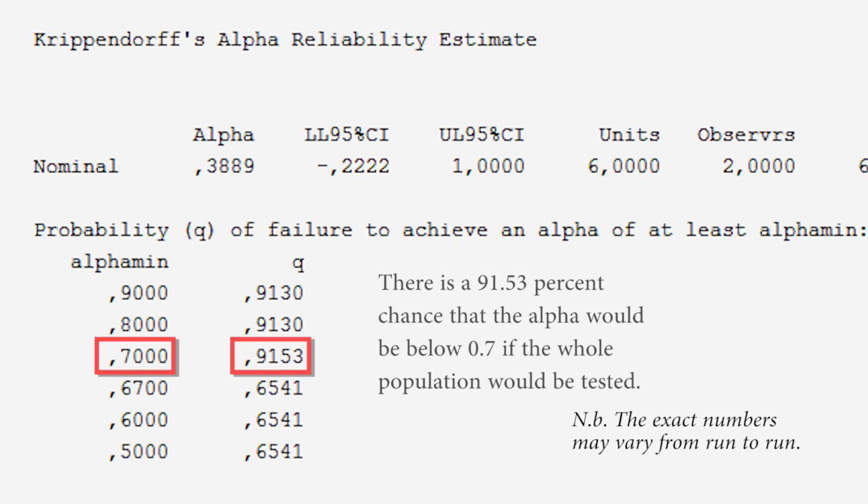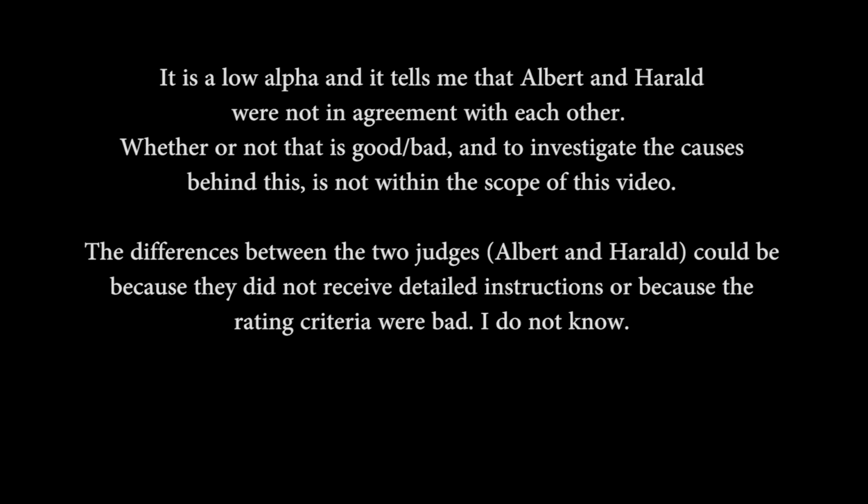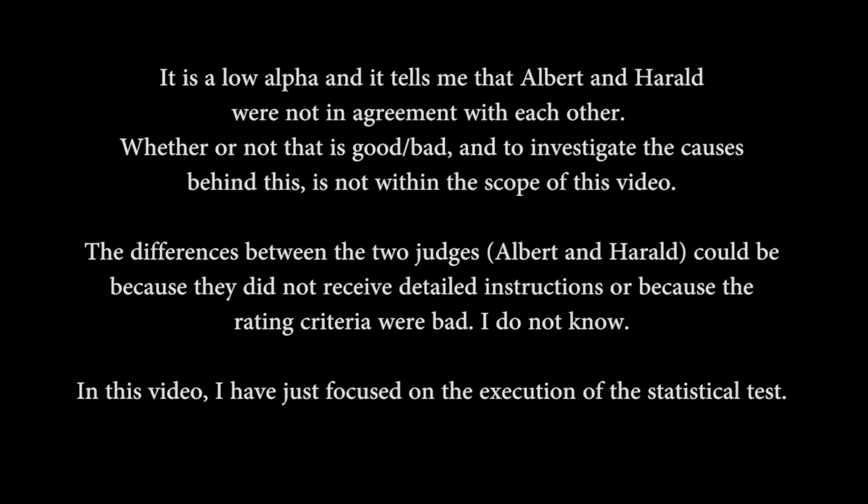It's a low alpha, and it tells me that the two teachers were not in agreement with each other. Whether or not this is good or bad and what to investigate, it's not within the scope of this video. The differences could be because they didn't receive detailed instructions, for example, or simply because the rating criteria were bad. I don't know. In this video, I've just focused on the execution of the statistical test, the Krippendorff Alpha Inter-Rater Reliability Test for nominal dichotomous data.